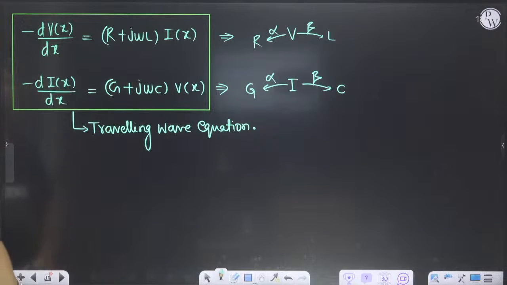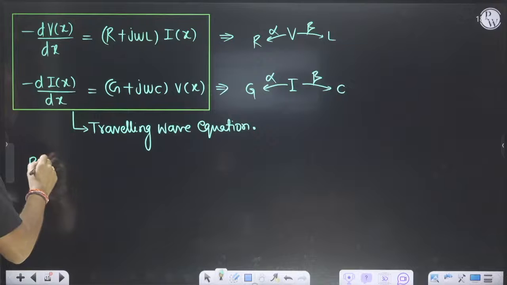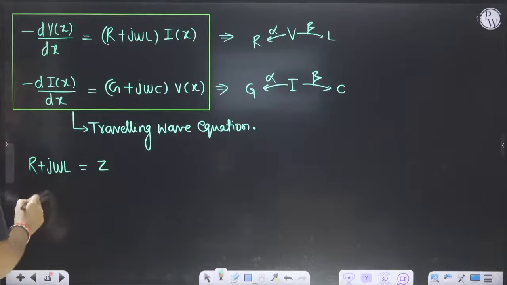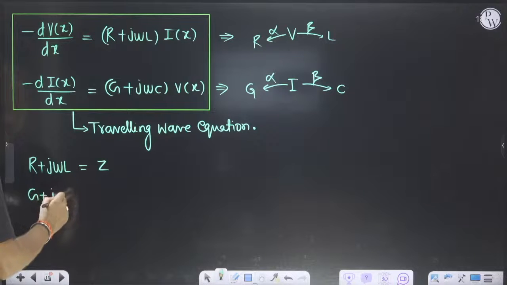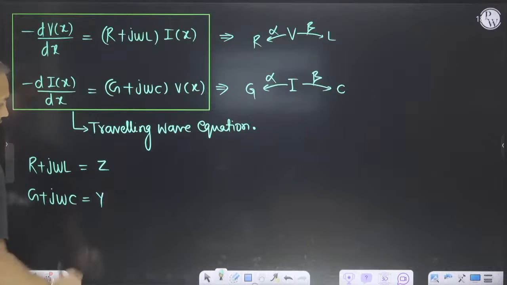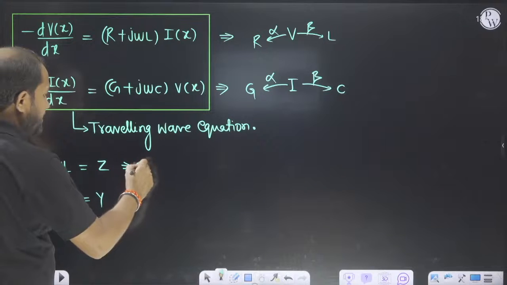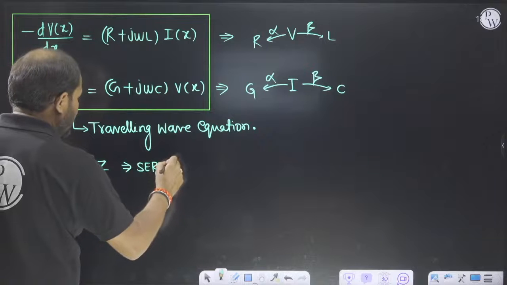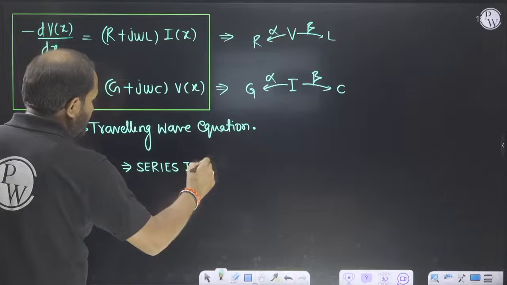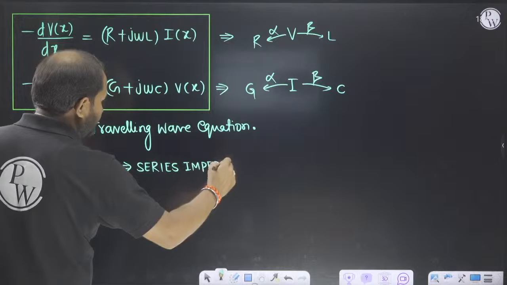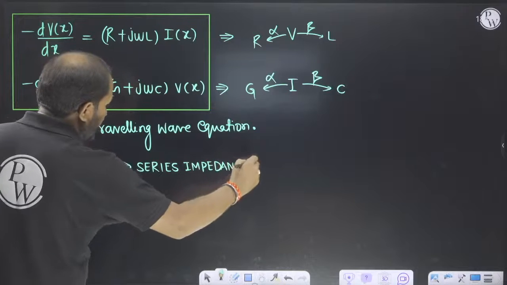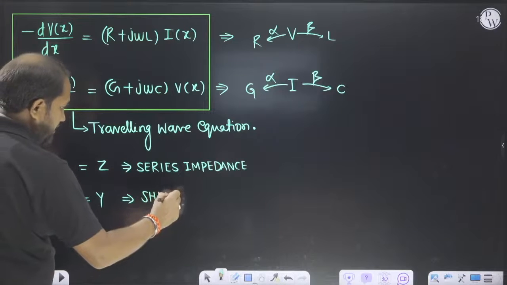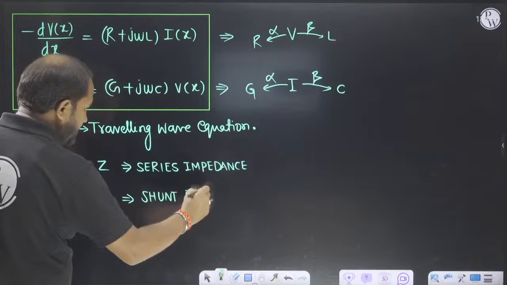Okay, and R plus j omega L is nothing but Z, and G plus j omega C is nothing but Y. Z is known as the series impedance, and Y is known as the shunt admittance, due to the parallel condition.